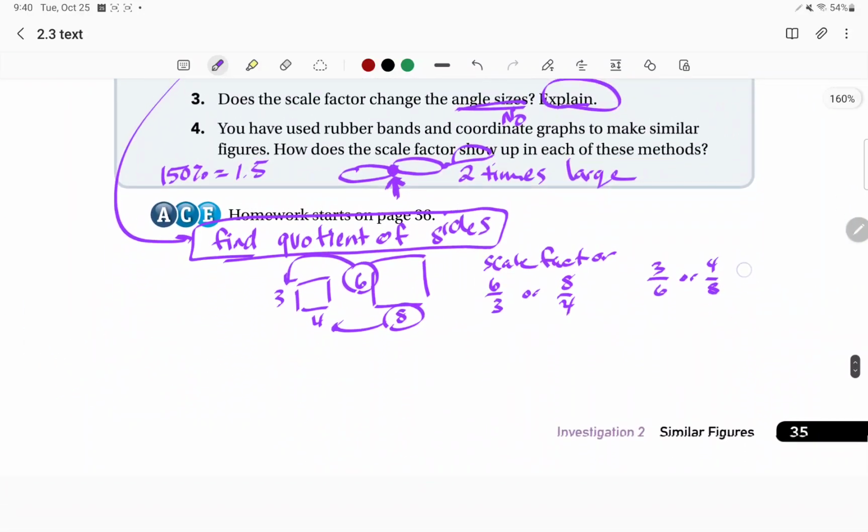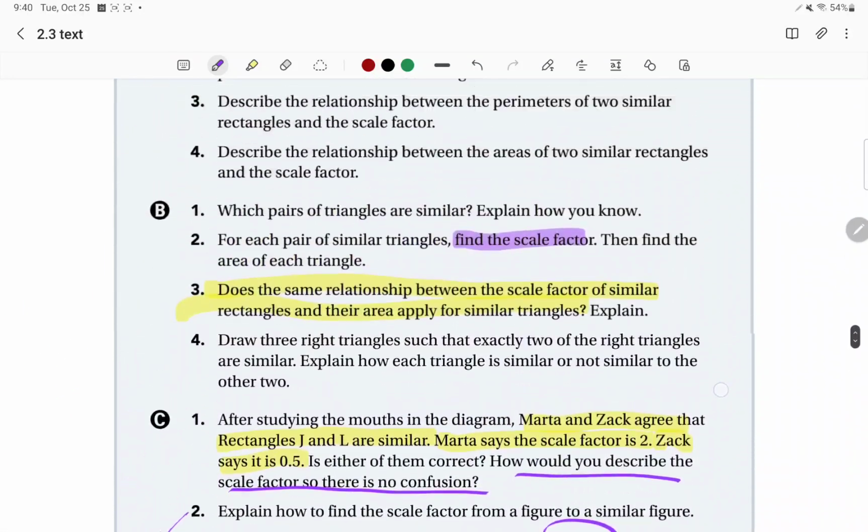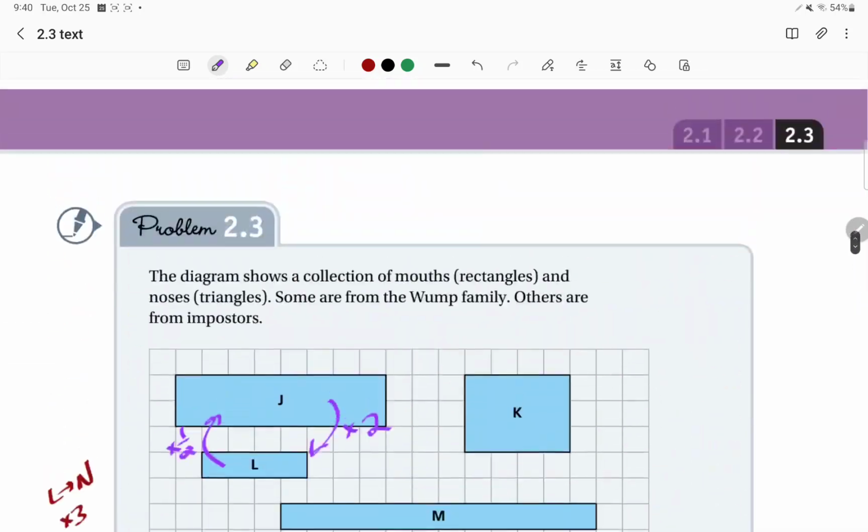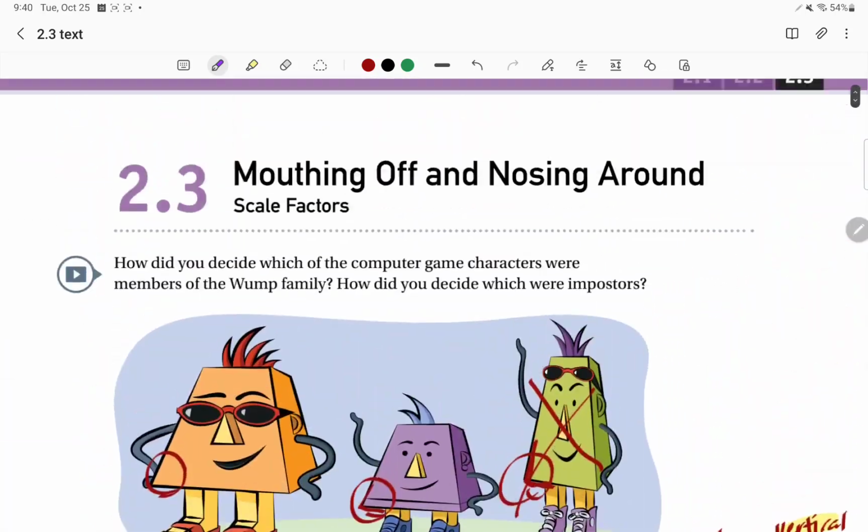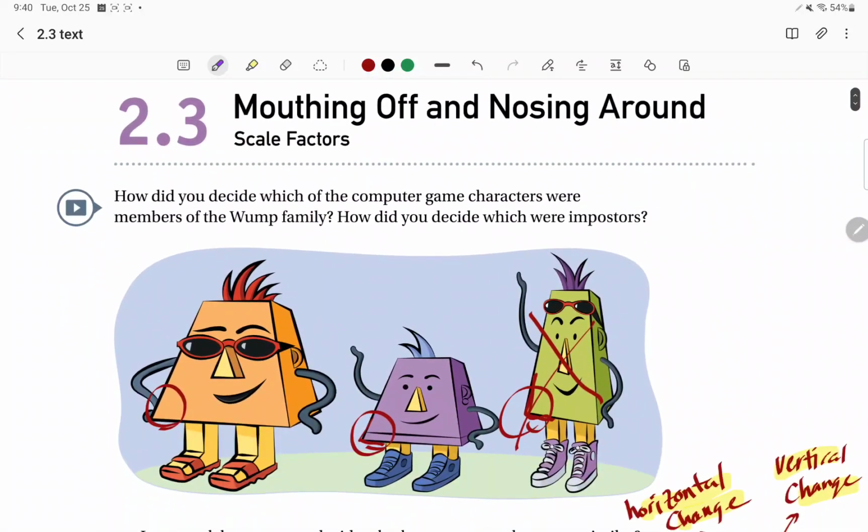All right, make sure you really understand. Remember, this is a big story. In this story, everything relates back to itself, back to something we've talked about before. Make sure you are understanding all of these key understandings that we've been talking about, that I've been telling you to highlight over and over again, and how they relate to things that we've been talking about and doing, and putting those into practice. Okay, so this is it for 2.3, mouthing off and nosing around.